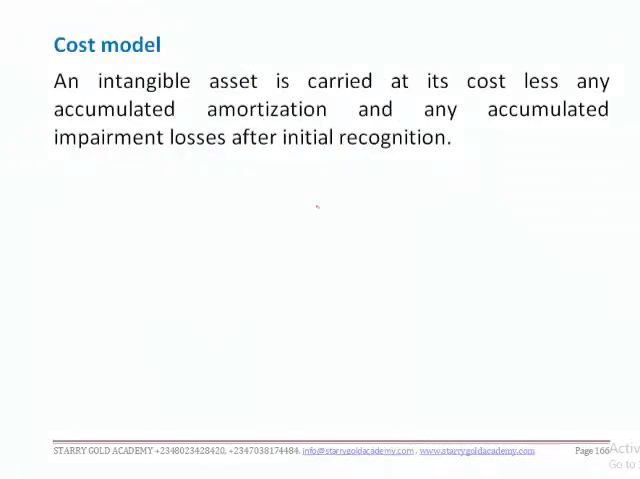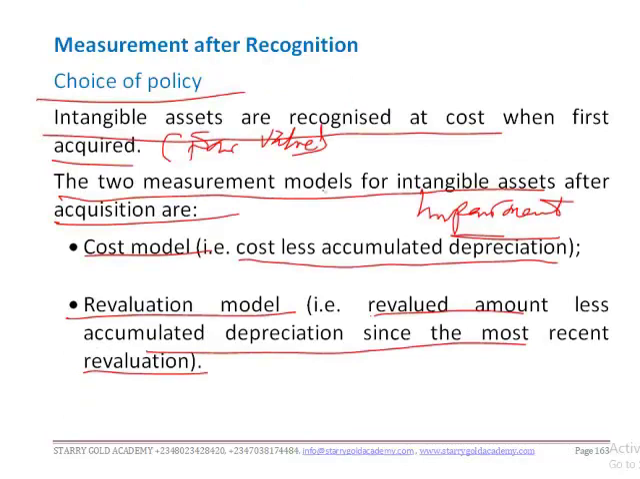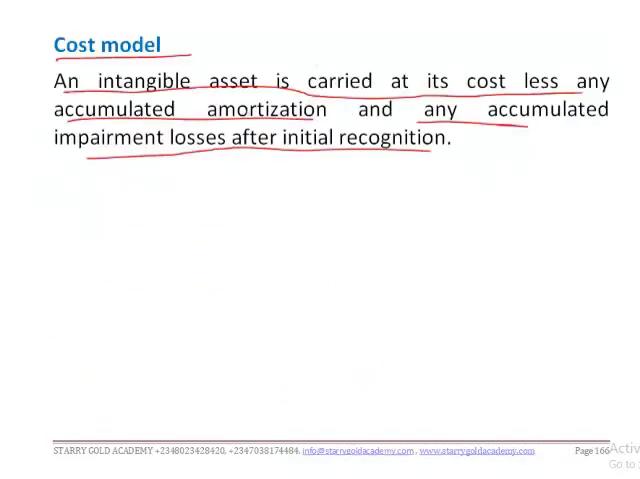Now, how do we use the cost model to measure? Using the cost model, an intangible asset is carried at its cost less any accumulated amortization and any accumulated impairment losses after initial recognition. It should be amortization and not impairment. Amortization. Less any accumulated amortization and any accumulated impairment losses after initial recognition.